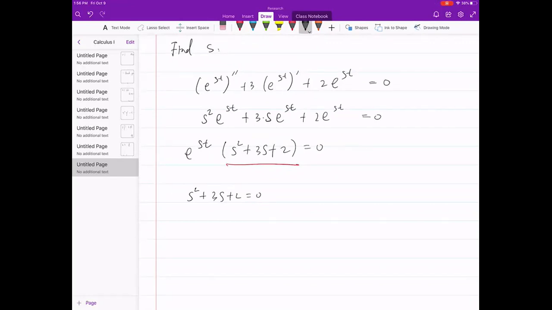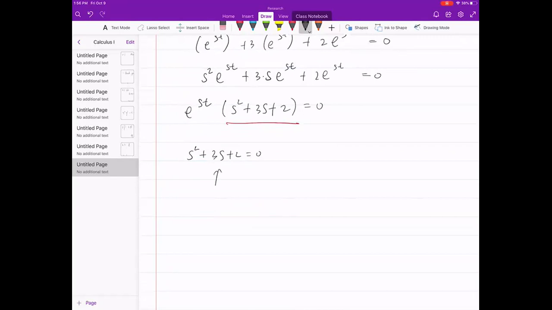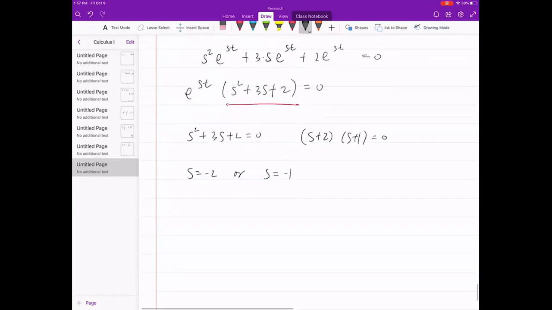What was your job again? You want to find S, which satisfies this differential equation. For what kind of S will this be true? You can solve it by solving a quadratic. Therefore, the solution is y equals e to the negative 2t, or y equals e to the negative t. These two definitely are going to work.